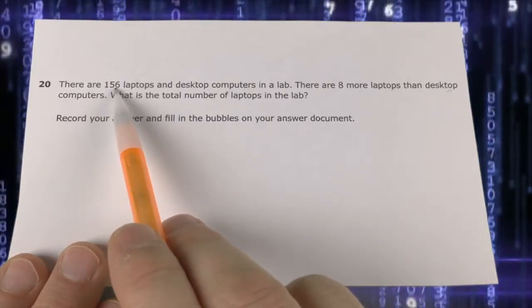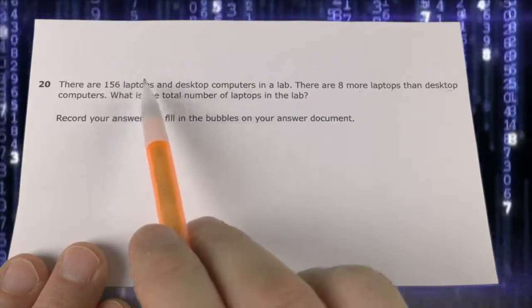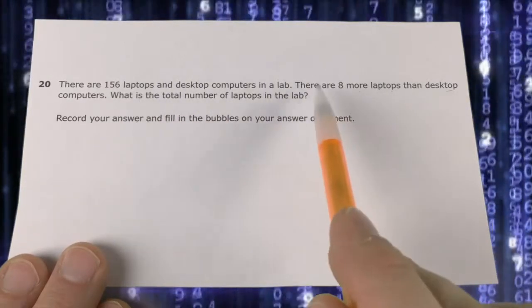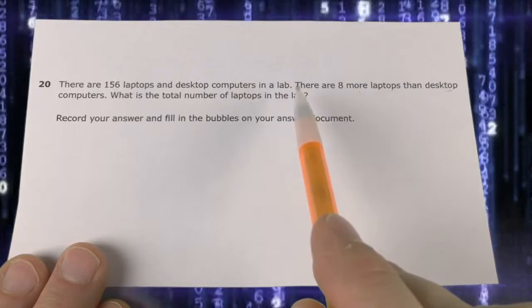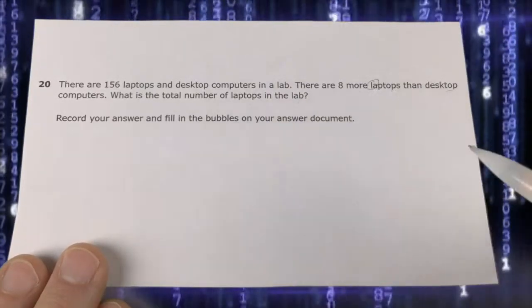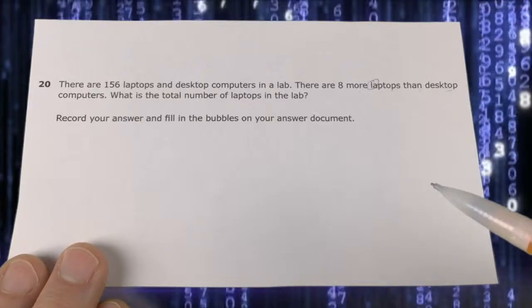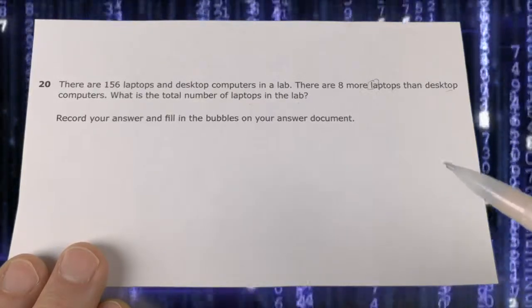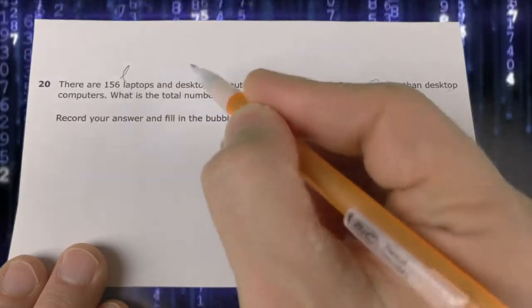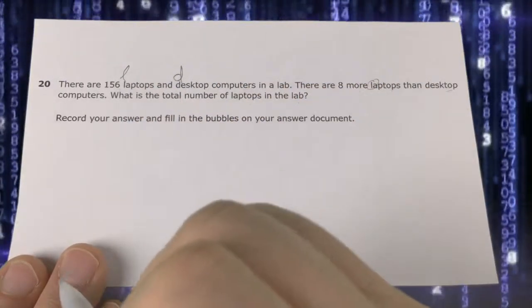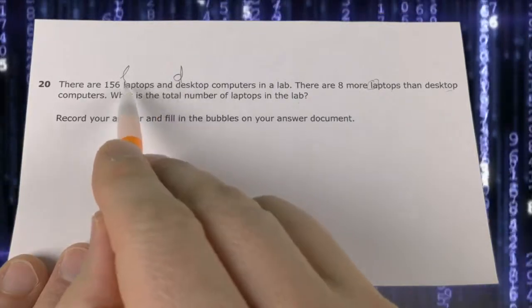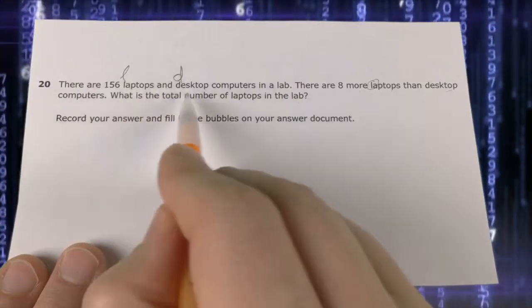156 laptops. Okay, this is a situation where they give you some information for like 2 equations. So this is a system of equations, and we need to solve for the laptops. Now we don't have any variables, but we can come up with our own. We have laptops, that can be L. We have desktops, that can be D. And we have a total of 156 that includes both of them.